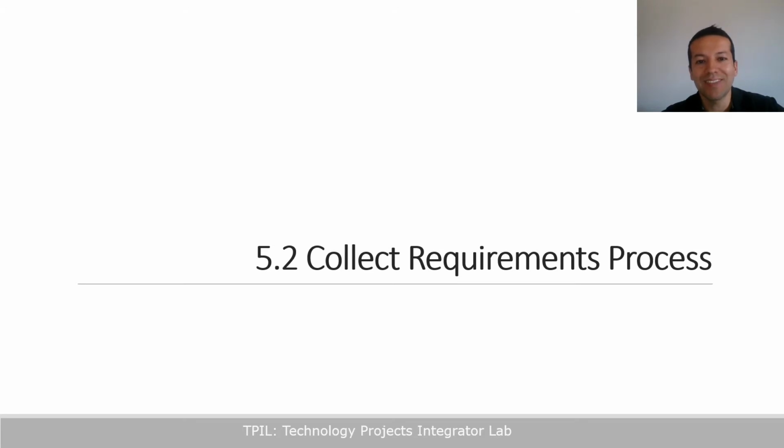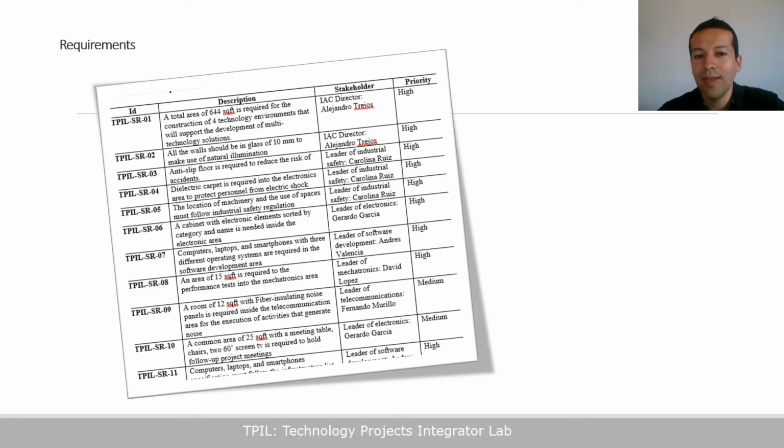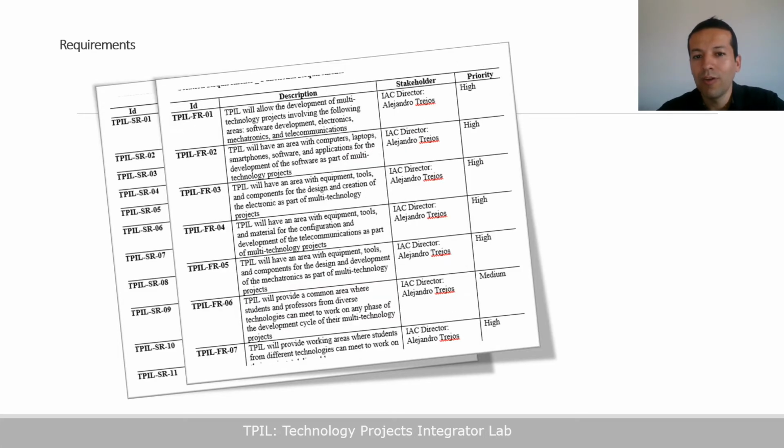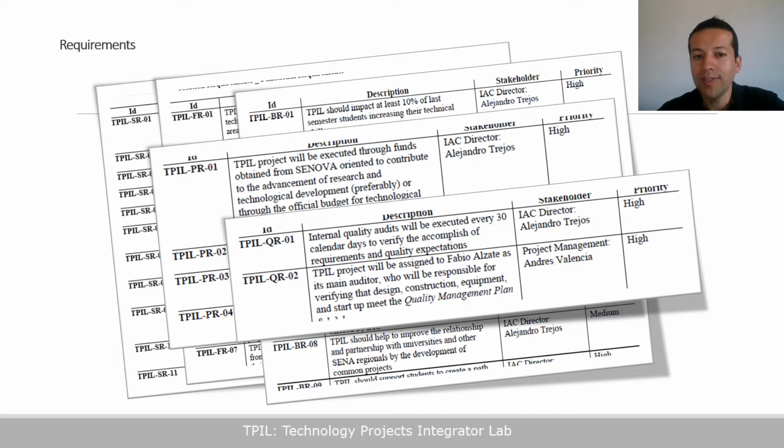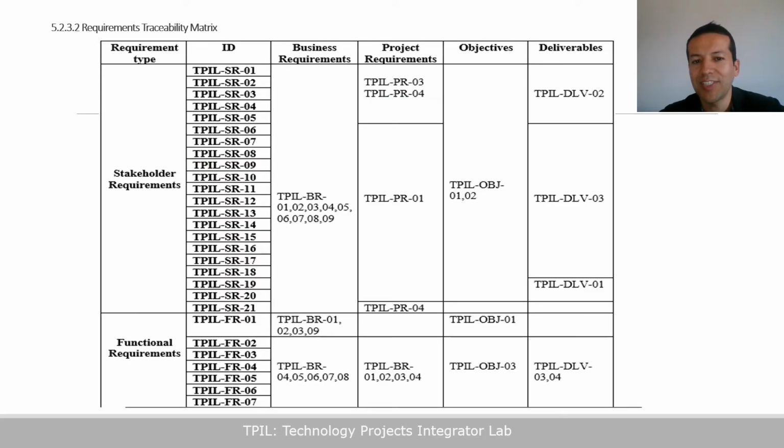And this is precisely our next process: collect requirements. Stakeholder requirements, functional requirements, business requirements, project requirements, and quality requirements were elicited from several sources of information. Then the requirements traceability matrix was developed to keep the consistency in our project and ensure that what is going to be done adds the business value required by the organization.